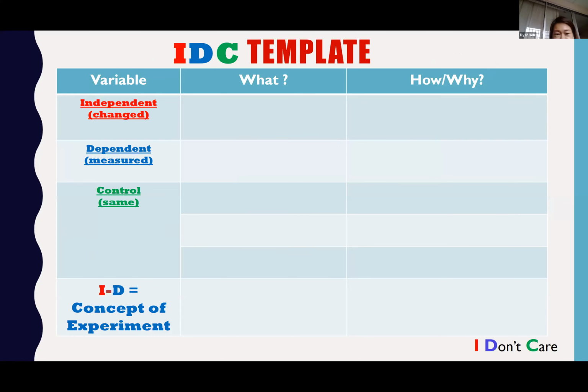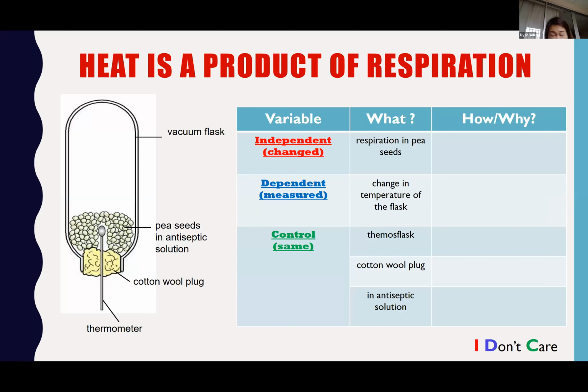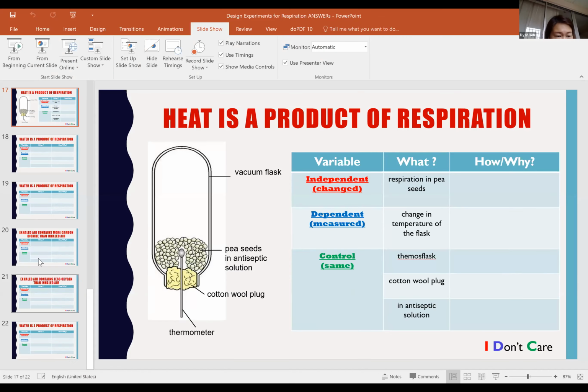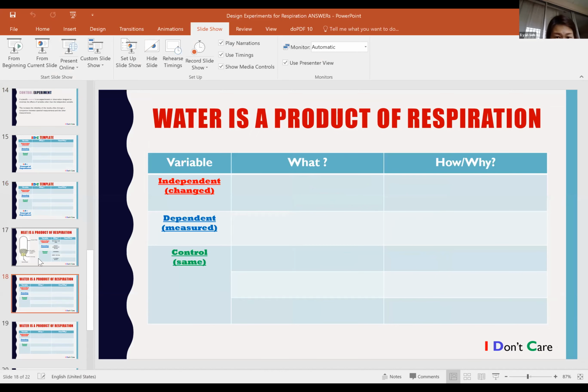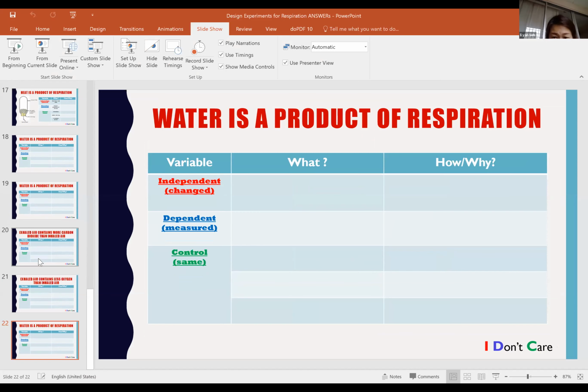Remember to use this IDC template whenever you're doing an experiment. Let's say there will be a question on that. Like in this case, we know that heat is a product of respiration. So the dependent variable will be something that I'm measuring, and the control will be the rest. So more or less I'm done with this particular lesson on IDC. There are many different experiments. Like respiration, we can even talk about water as a product of respiration.